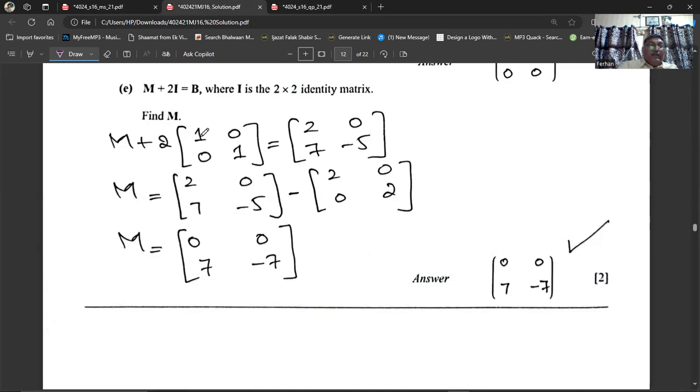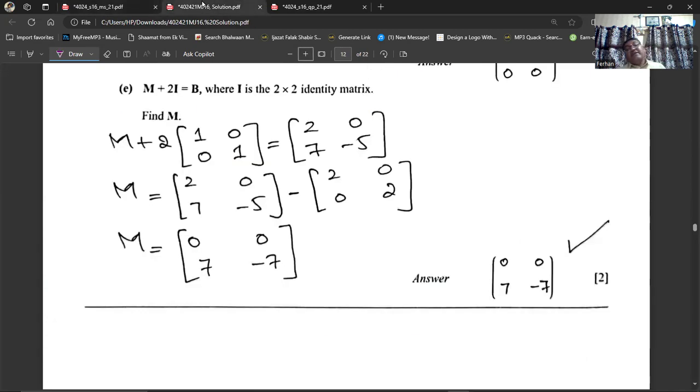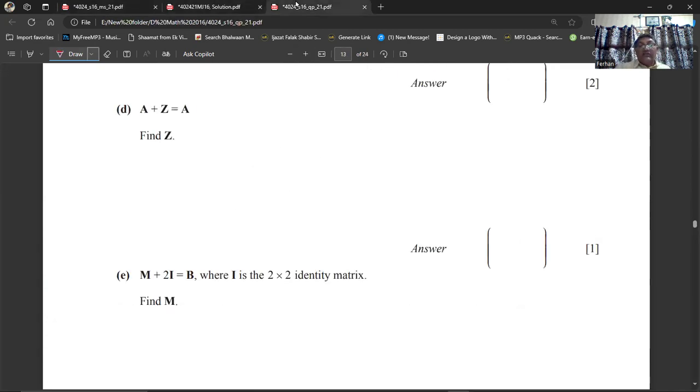So when this 2 will multiply with this matrix, this will become 2 0 0 2, and you can take this to the other side, it will subtract. Okay. So 2 minus 2 will be 0. 0 minus 0 will be 0. 7 minus 0 will be 7. -5 minus 2 is -7. So my answer is 0 0 7 minus 7. 0 0 7 minus 7 is the right answer, sir. Hopefully you understand this.